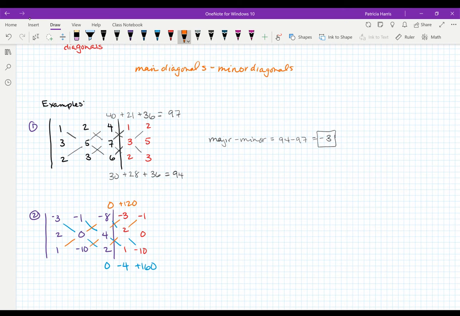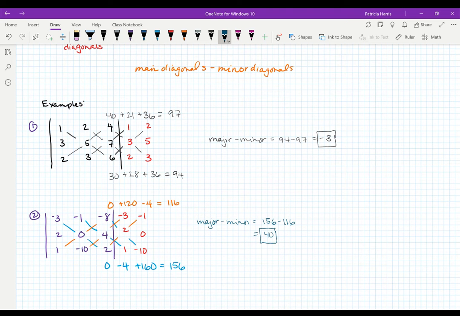And then 2 times 2 is 4 times a -4. Okay, so add them all up. Okay, then we're going to do bottom minus top or major minus minor. And we get 40. And that's the determinant. Okay?